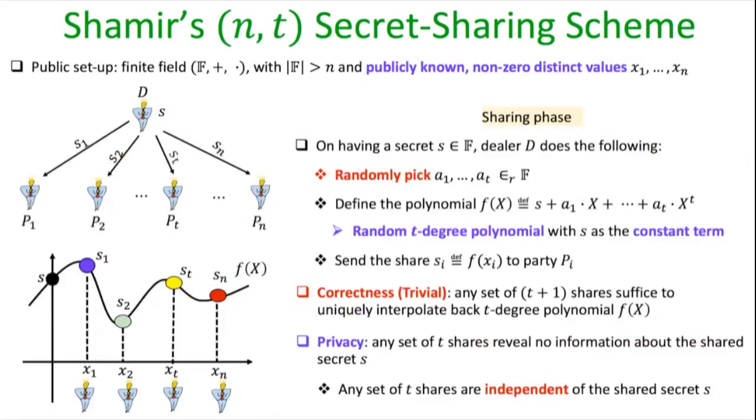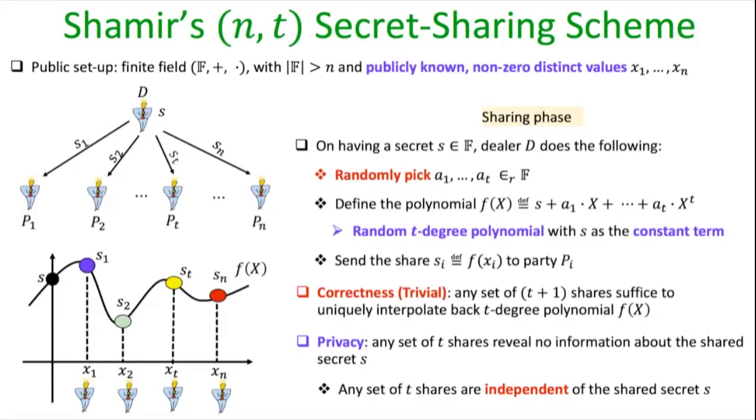On a very high level, a finite field is a set with two operations, a plus operation and a dot operation, which more or less satisfy almost all the properties that regular integer addition and multiplication satisfy. So assuming we are doing all our arithmetic over a finite field, the secret sharing scheme of Shamir is as follows. If you are the dealer and you have to share a secret S, you pick a random polynomial f of x.